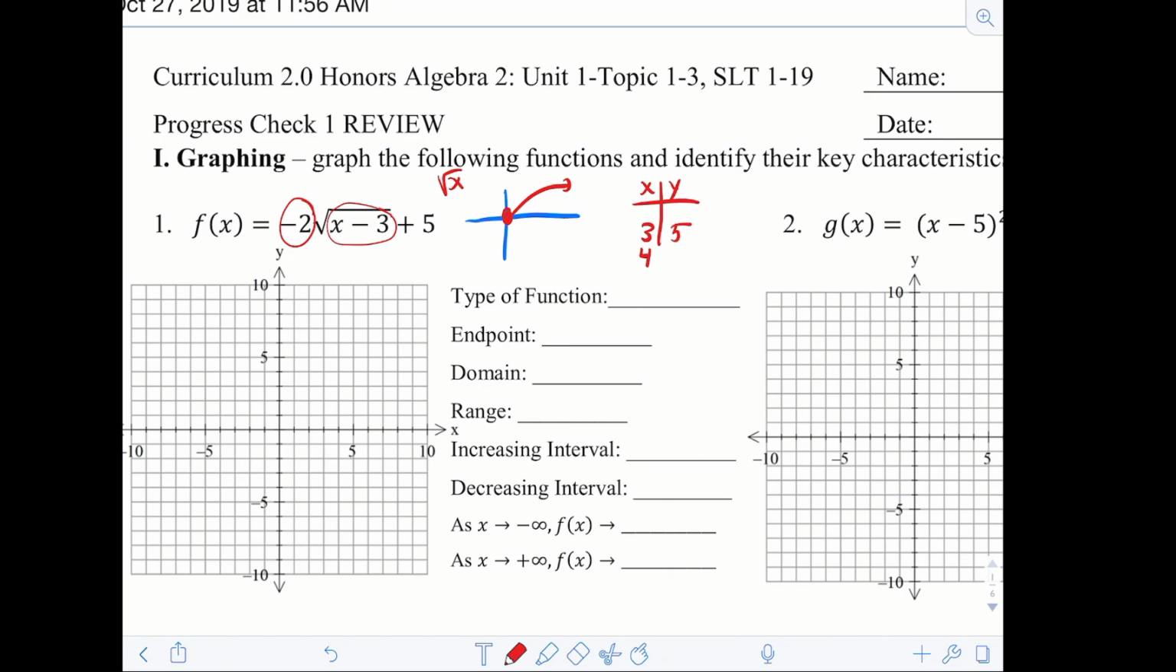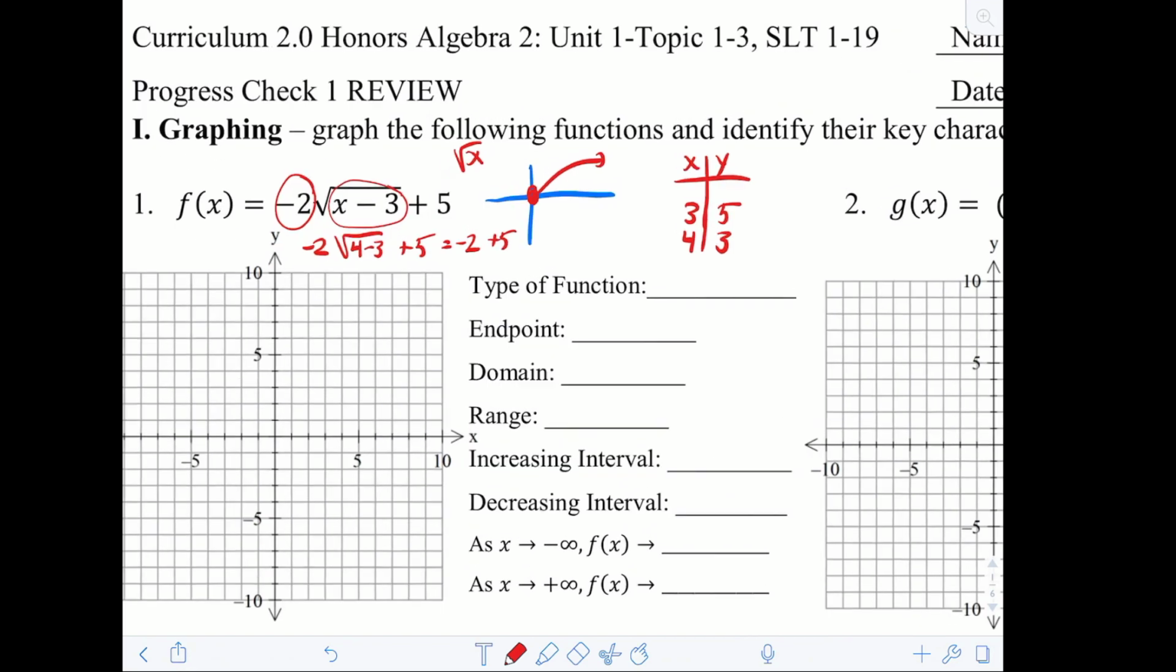And I'm going to choose actually also 4. What that will do is give me square root of 4 minus 3, which will give me 1. Square root of 1 is 1, times negative 2, and then plus 5. So we're really doing, in a sense, negative 2 plus 5, which is going to give me 3. And really, that's all I need here.